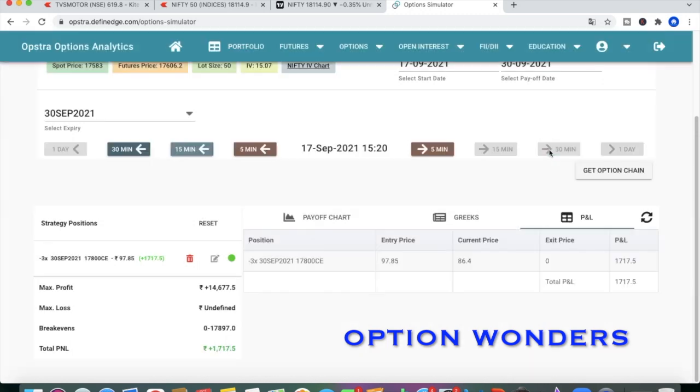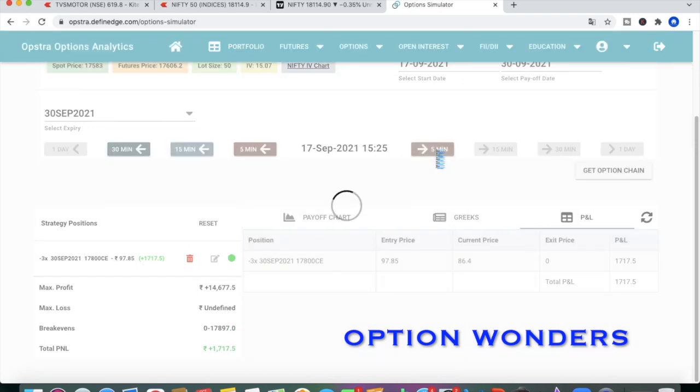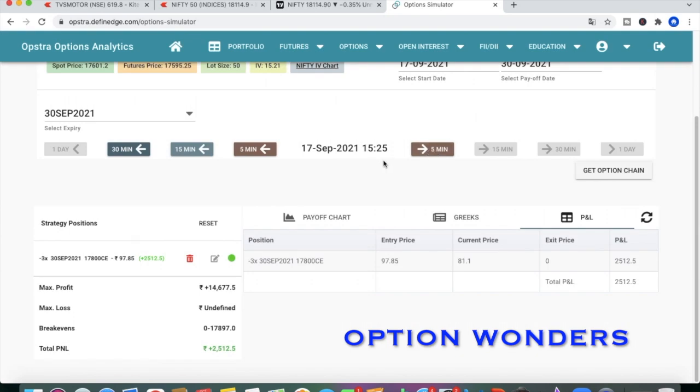Now the market has closed. It's 15:20, so 5 more minutes. At 15:25 you can see we are at 2,500 rupees profit. You will be closing the intraday position at 25 or 20, so almost 2,000 will be your profit. We have not touched our stop loss, and we have made good profits from the trade.